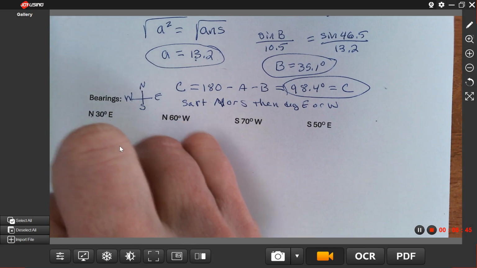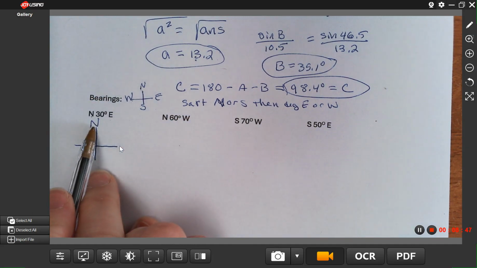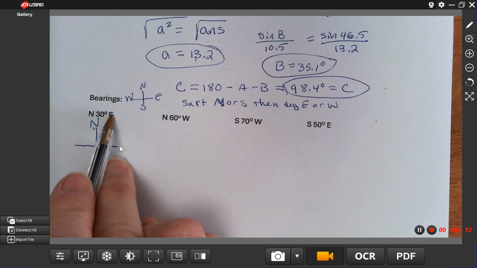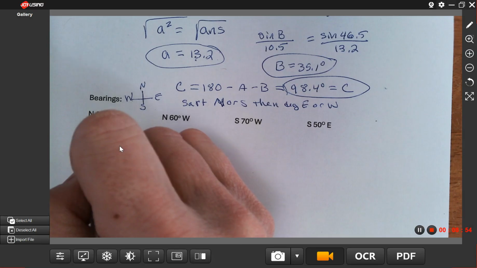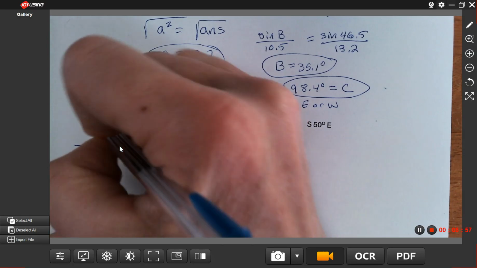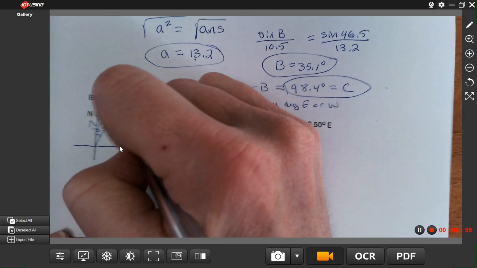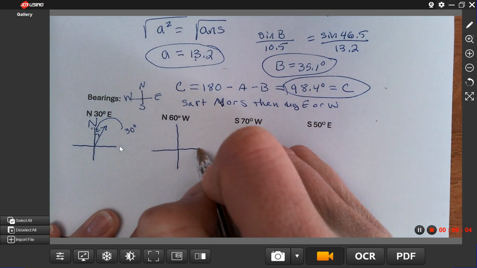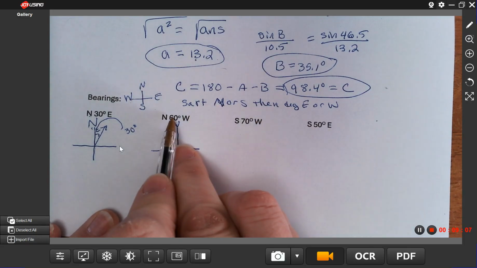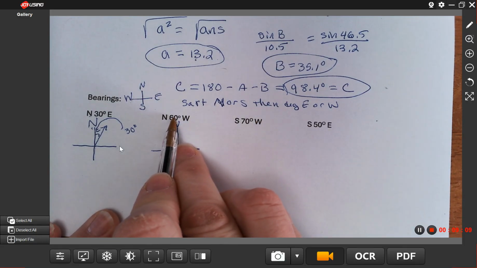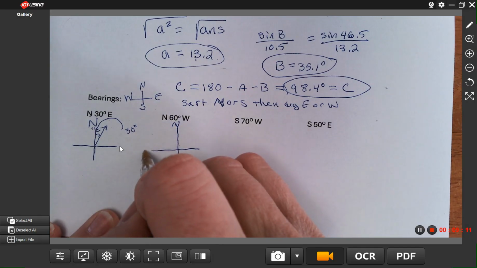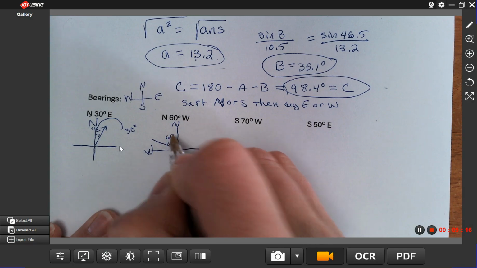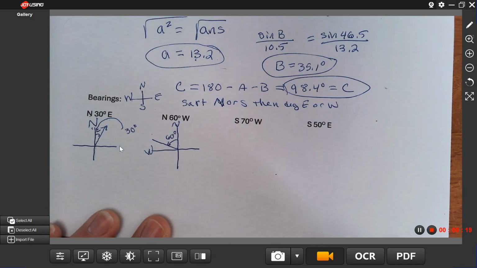If I draw my compass rose, I start by pointing north, and then I tilt my angle 30 degrees toward the east. So that would be here, where this angle is 30 degrees. All right, so this one, I start with my compass pointing north, and I tilt 60 degrees to the west. So that would be like this. So this would be 60 degrees.